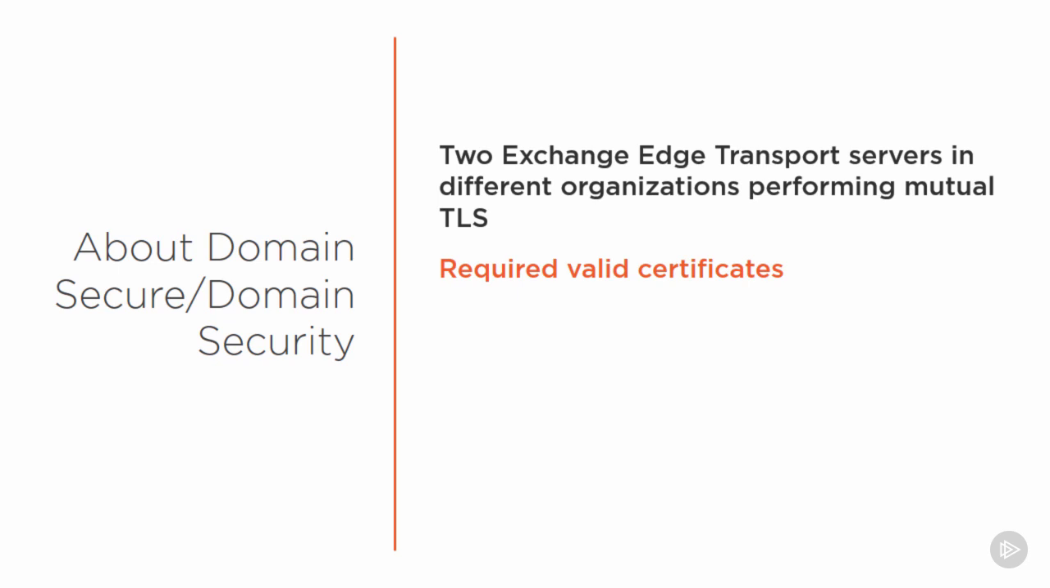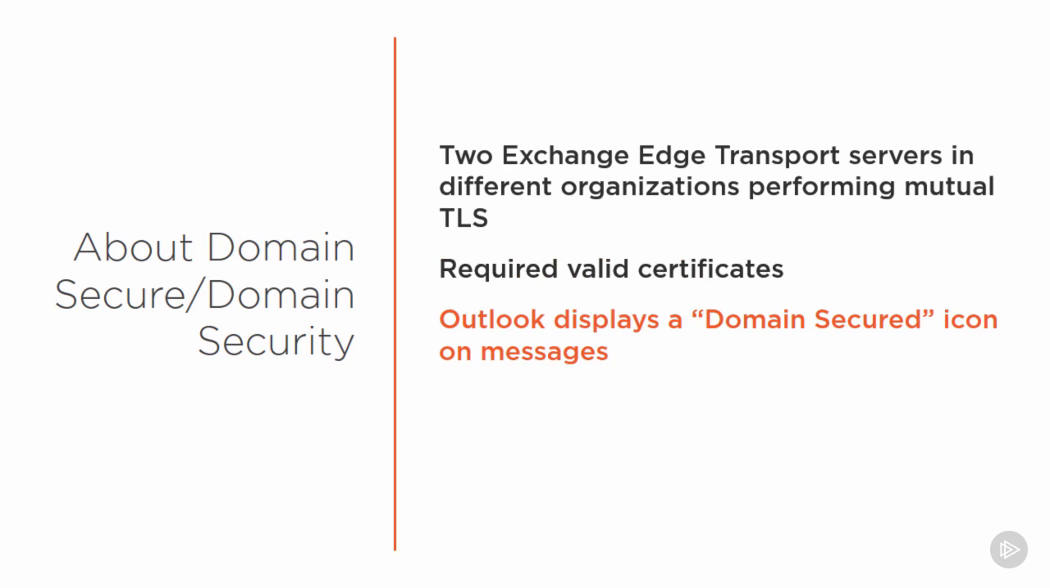For example, that it has come from a trusted CA, matches the domain name of the email sender, hasn't expired or been revoked. If domain security is configured but fails mutual TLS, mailflow will stop working between those domains. If domain security is successful, Outlook users will see a domain secured icon on the messages in Outlook. So there's a user education part to this as well. There's not much point deploying domain security to assure secure mail flow between two organizations if users don't know to look for that assurance on the messages themselves.